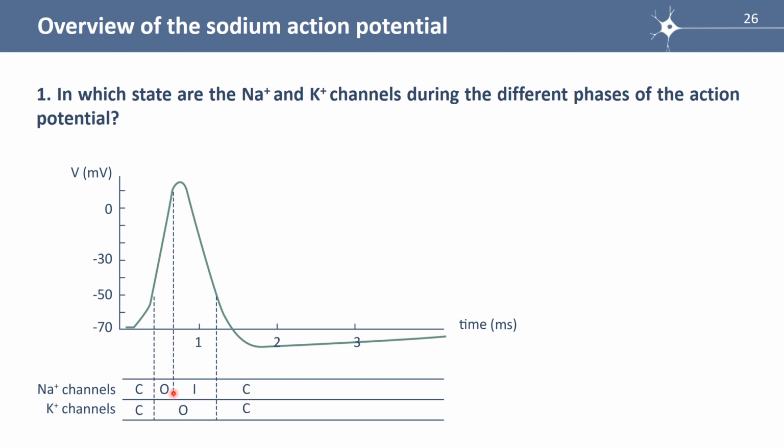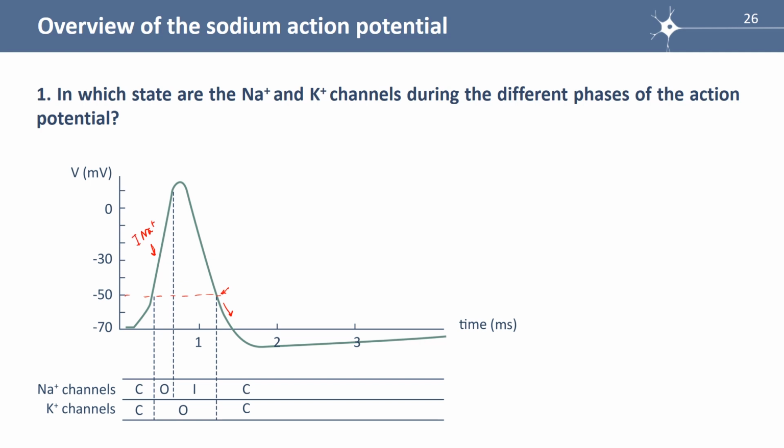Once they have opened, they inactivate after a certain amount of time. So just before the peak, they begin to inactivate, and they will inactivate during the repolarization phase. And once the membrane is back to a potential below the threshold potential, so once the membrane is below here, the channels begin to close. So we see here that the sodium current underlies the depolarization phase of the action potential.